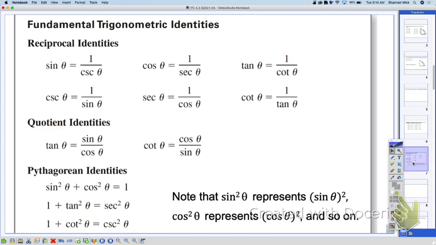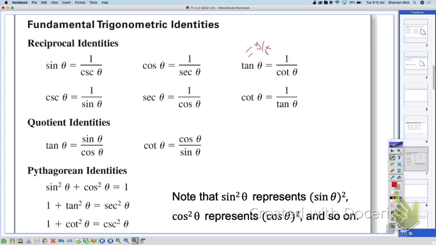Quotient identities: we already know that tangent is 1 over cotangent, and cotangent is 1 over tangent, and we know that tangent is y over x, correct? So cotangent is x over y. So if I know that this equals y over x, what is y? What function is y? Sine. What function is x? Cosine. So that is why tangent is sine over cosine. Okay? And if tangent and cotangent are reciprocals of each other, that would mean cotangent is cosine over sine. So do you see how they all link?